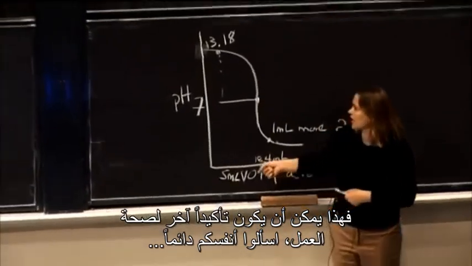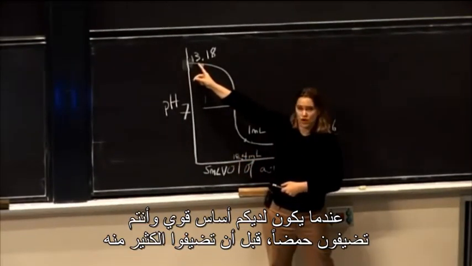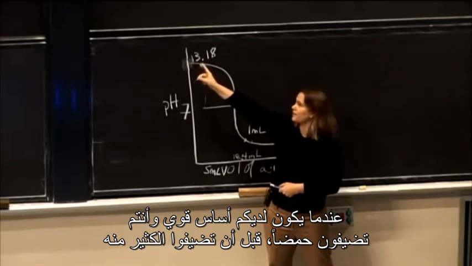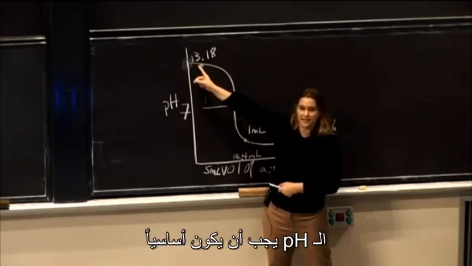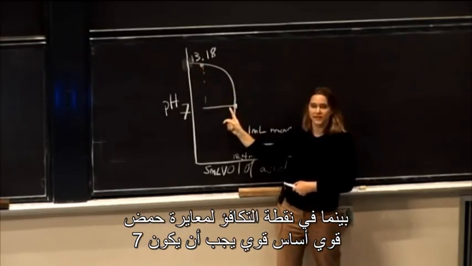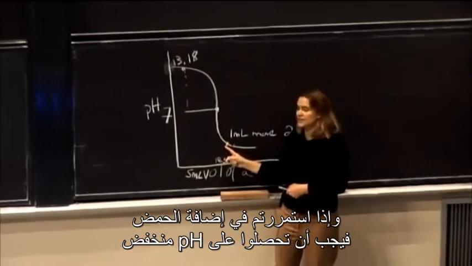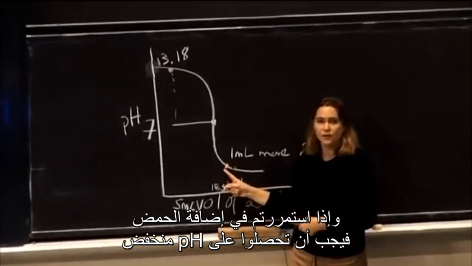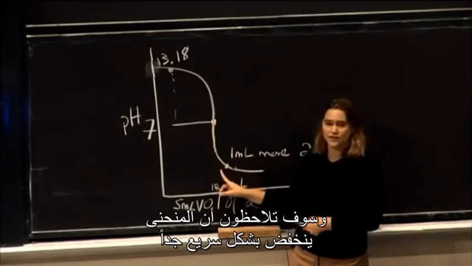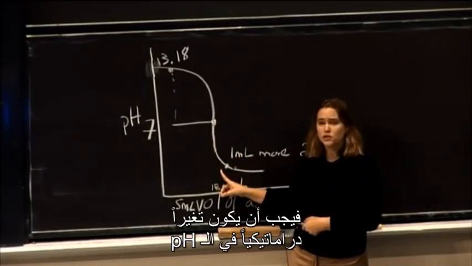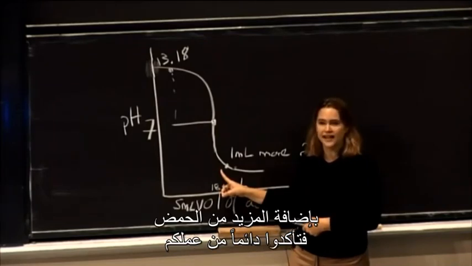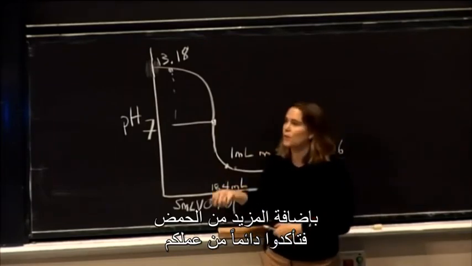Always ask yourself, when you have a strong base and you're adding acid, before you've added very much, your pH should be basic. At the equivalence point of a strong acid, strong base titration, it'll be 7. And if you continue to add acid, then you should have a pretty low pH. And notice the curve drops pretty fast. So it should be a dramatic change in pH by adding extra of your acid. So always check your work.